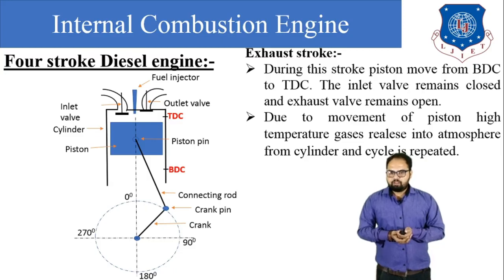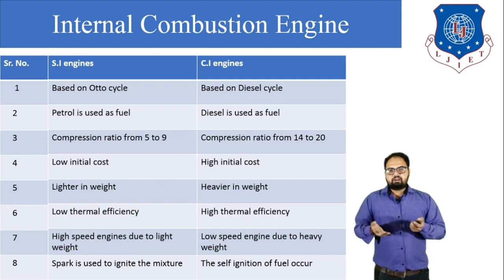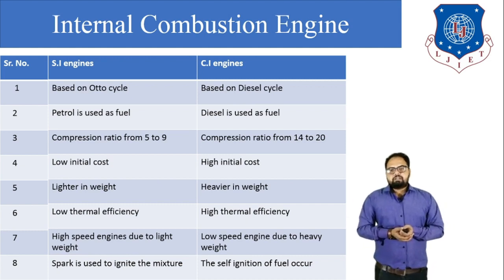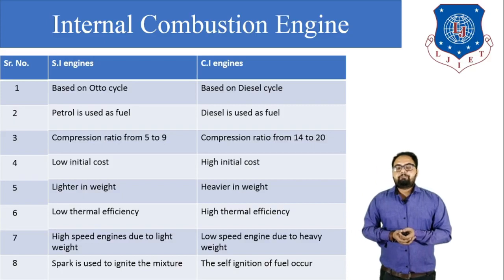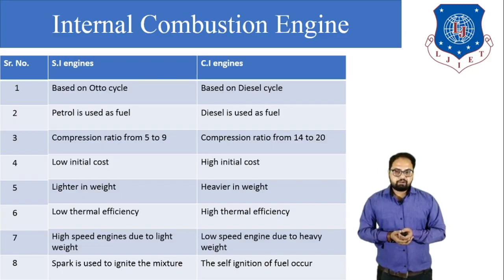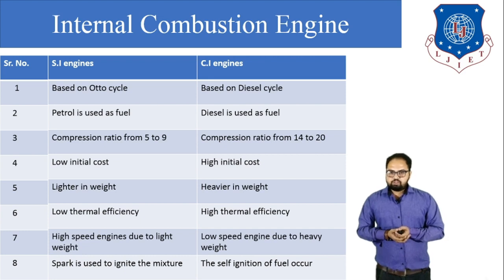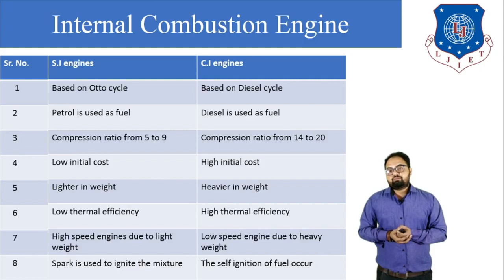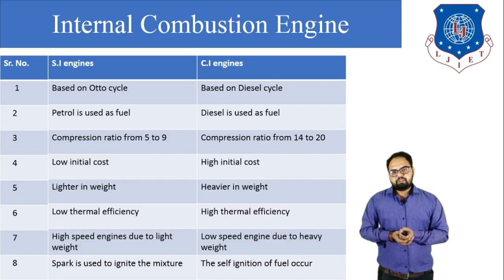Okay, so the next topic is the comparison between spark ignition engine and compression ignition engine, or we can say that between Otto cycle and diesel cycle. Okay, or we can say that between 4-stroke petrol engine and 4-stroke diesel engine. So first of all, the SI engine works on the Otto cycle. The CI engine works on the diesel cycle. In a petrol engine, or SI engine, petrol is used as the working fuel. In a CI engine, diesel is used as the working fuel.